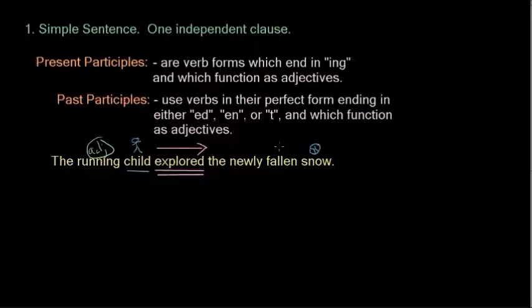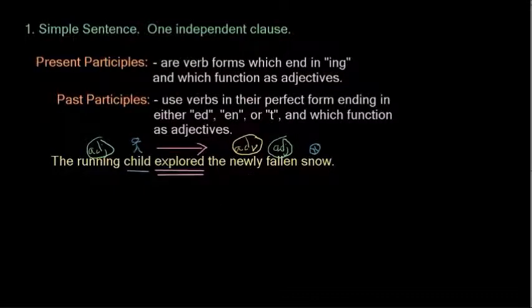Fallen is modifying snow here. It looks like the perfect form of the verb fallen, which is something that happened in the past. Also, it looks like a verb with an en ending and is modifying snow. Okay, then we also have an adverb here. The ly is part of the clue. Adverbs sometimes modify adjectives, so we have adv here.